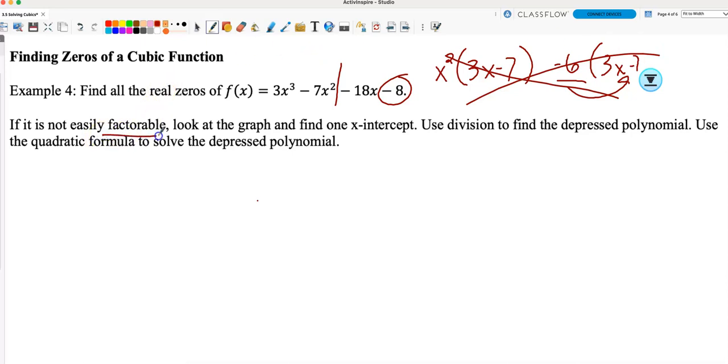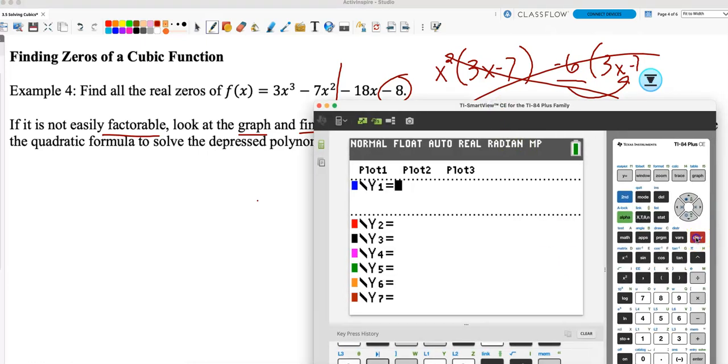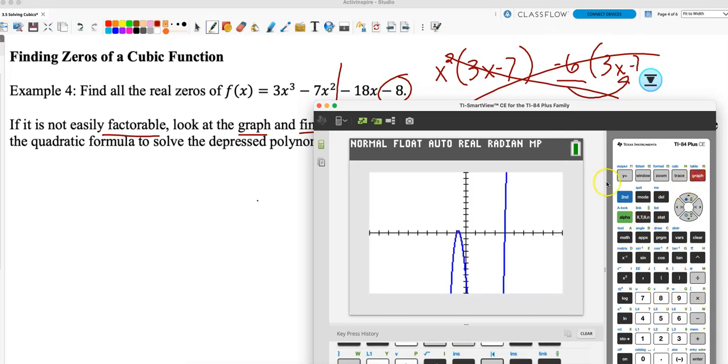So if you cannot factor it, we learned we can look at the graph and we can find one x-intercept. If we find them all, cool, we're done. But I guarantee you, you probably won't be able to do that. So I need to head to my graphing calculator and let's graph this. I've got 3x cubed minus 7x squared minus 18x minus 8. All right, I've graphed this.